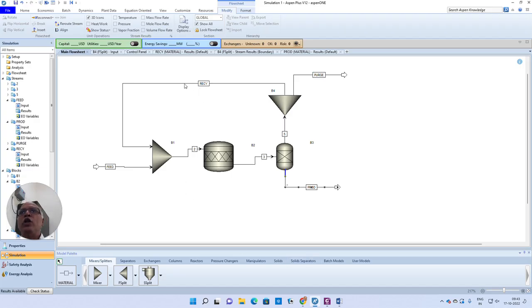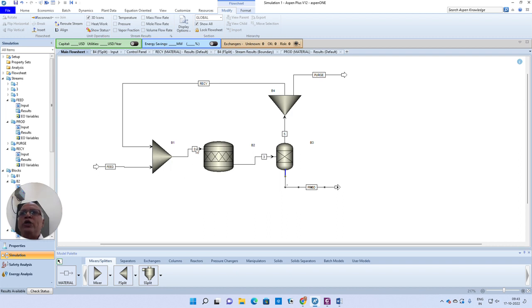Now, do you think this is the only possibility? Is there any other possibility apart from taking the recycle as the tear stream? For example, is it possible for me to take stream 2 as the tear stream? In case if I have selected stream 2 as the tear stream, I will not be able to solve the calculation starting from B1, right?